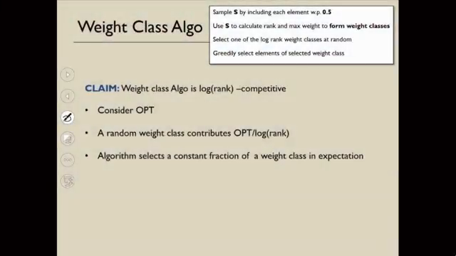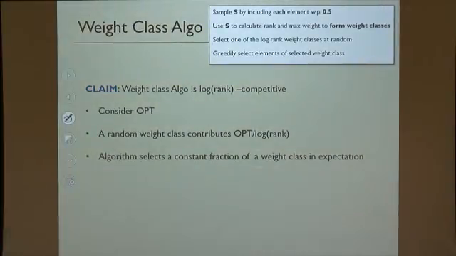Yes, so it's log rank competitive. Well, consider OPT: the random weight class contributes OPT over log rank to the optimum. We selected that, and okay, we lose a factor of 2 because of the sample. Otherwise, we get it.